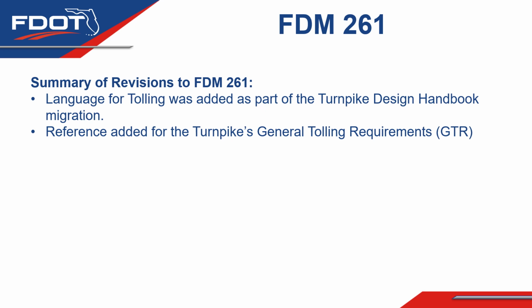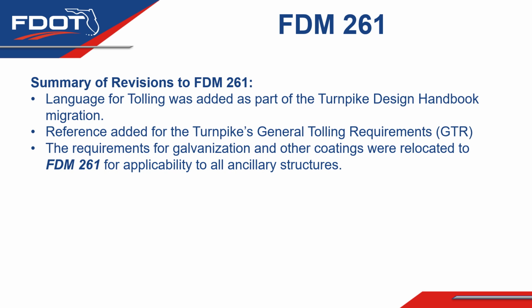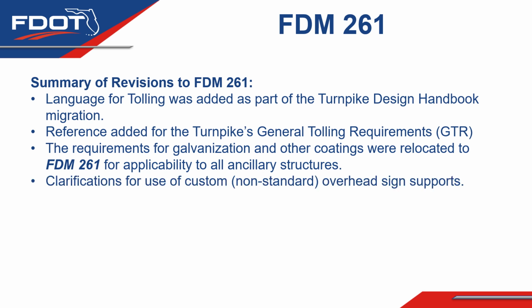And then requirements for galvanization and other coatings were relocated to this chapter as it applies to all ancillary structures. Previously, it only applied to the mast arm structures. Also added clarifications for the use of custom or non-standard overhead sign supports.